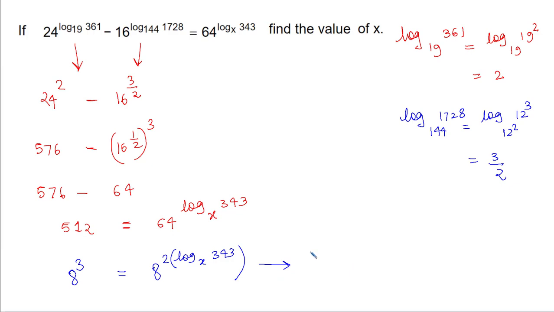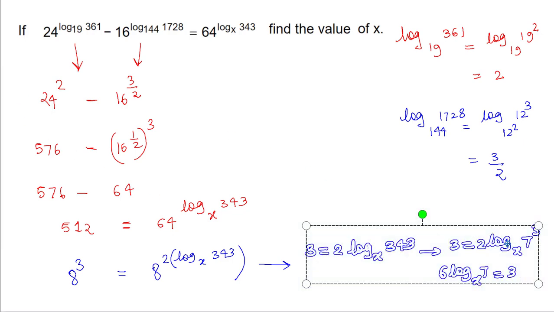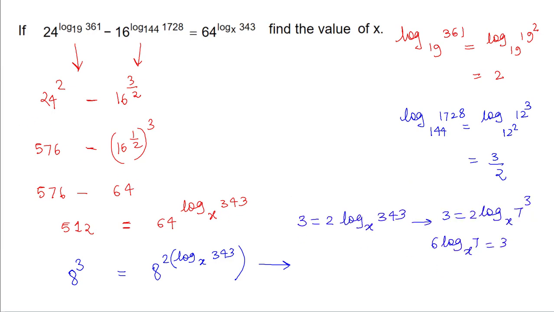So let's compare the powers now. 3 is equal to 2 times log of 343 to the base x. That is nothing but 3 is equal to 2 into log of 343, which is 7 cube, to the base x. So this is going to be 6 log 7 to the base x is equal to 3. Hold on, let me create some space here. Let me shift this upward. Hold on, just 1 second.